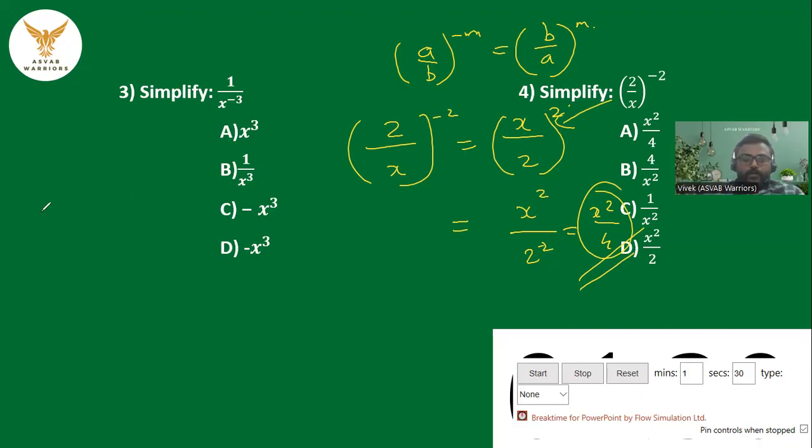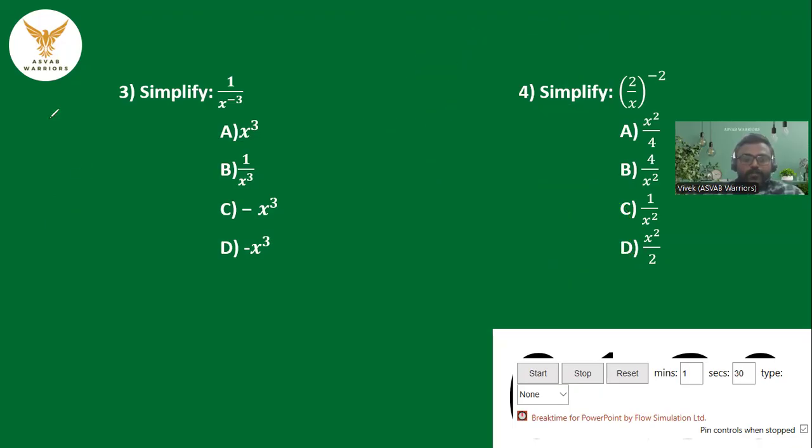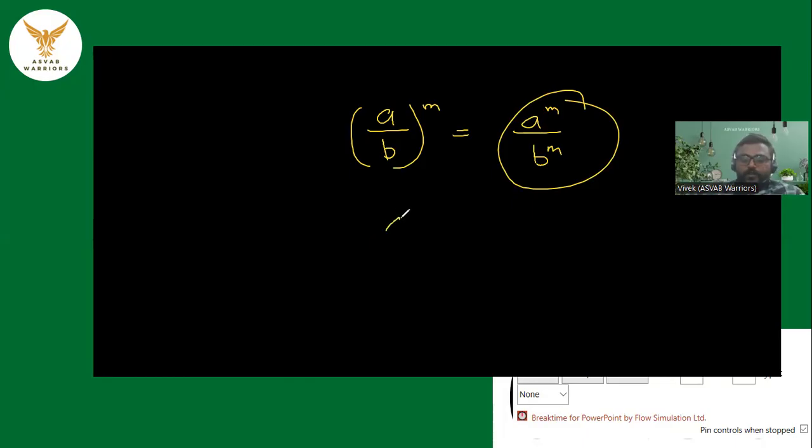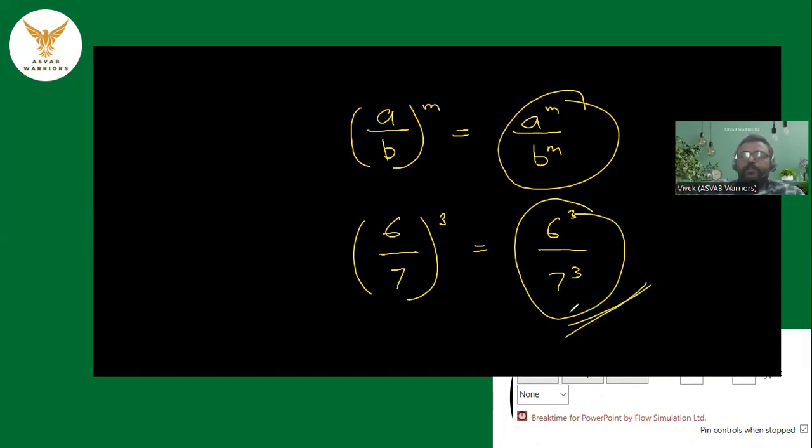Okay, now write this law down as well. (A by b) to the power m is nothing but a to the power m divided by b to the power m. So if it was (6 over 7) to the power 3, then 6 to the power 3 divided by 7 to the power 3 will be your answer. Write it down and then we'll move on.